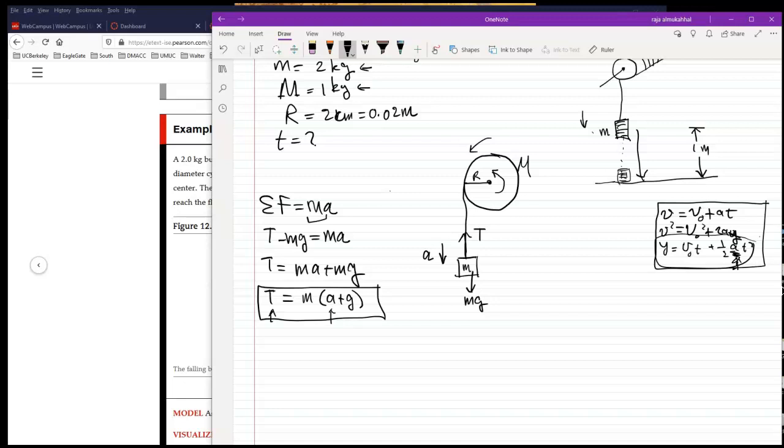So what I do now, I appeal to the torque equation because this whole system is spinning, right? Let me use my mouse so you can see what I'm doing. This whole system is spinning here. So I can use the torque equation to help me hopefully find a or T, one of them. Most likely I'll be able to find T. Let me show you how.